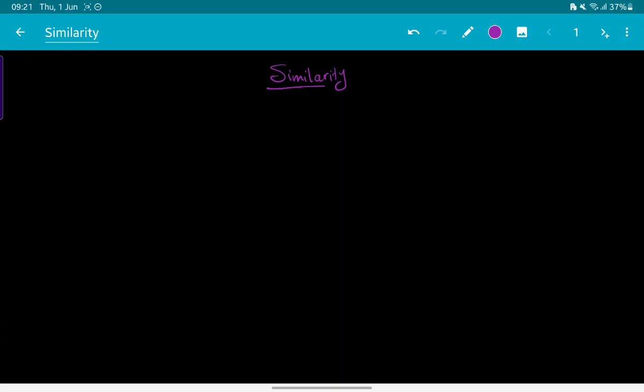Hello everyone. In this video I will explain the similarity between two polygons, and we will practice specifically with the right triangle or any triangle. If we have two triangles and they are similar, it means the corresponding angles are equal in measure, and the ratios between corresponding sides are equal.